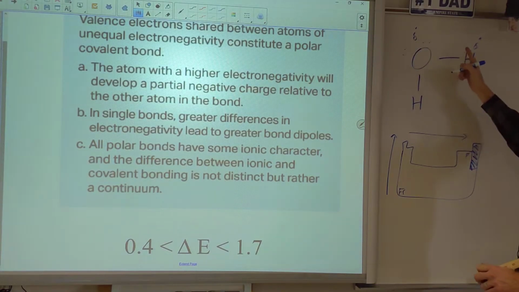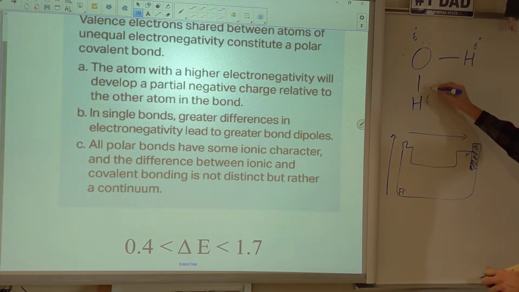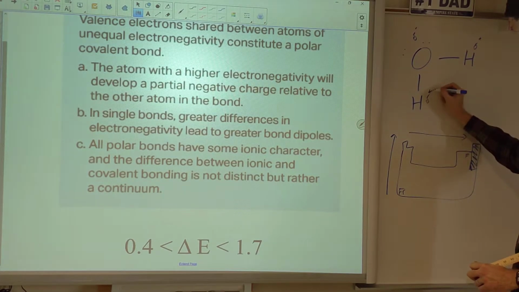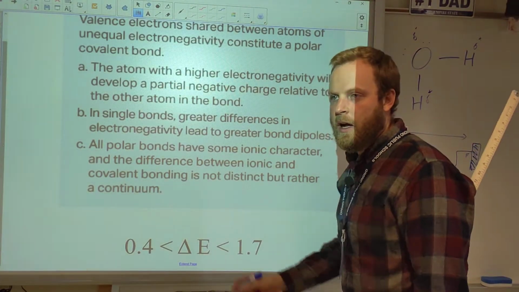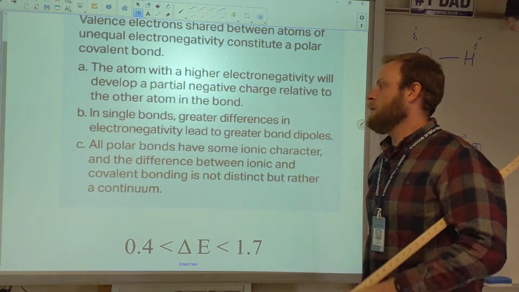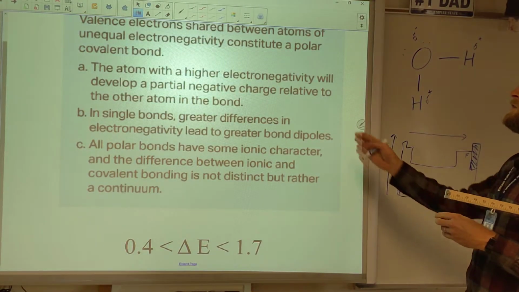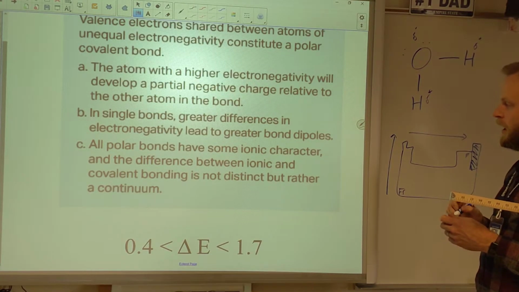And these little symbols are how you say "a little bit." So it's not a full positive charge or negative charge because it's not a full electron. It's just a little bit positive or a little bit negative. So the greater difference in electronegativity leads to greater bond dipoles.